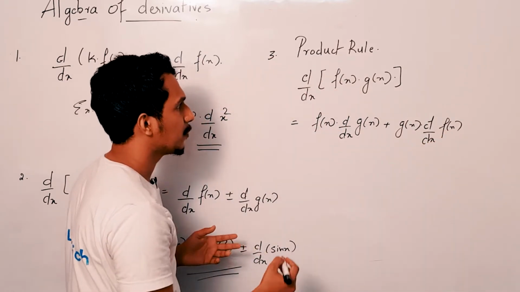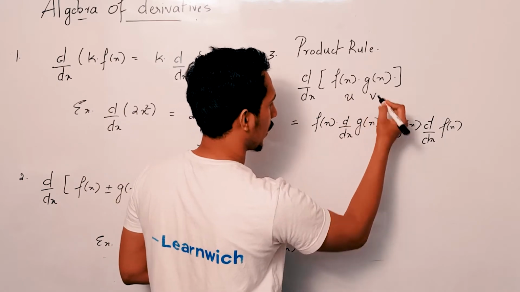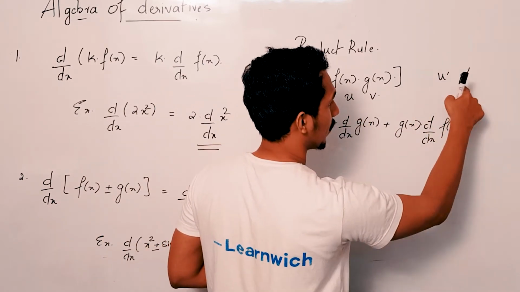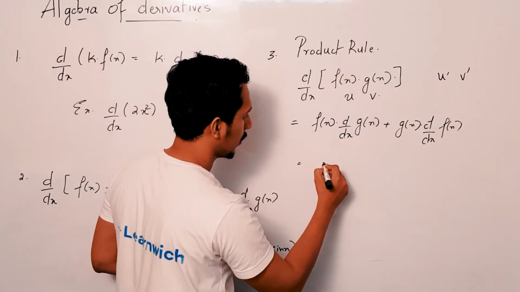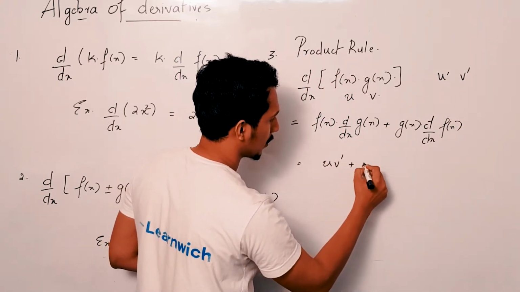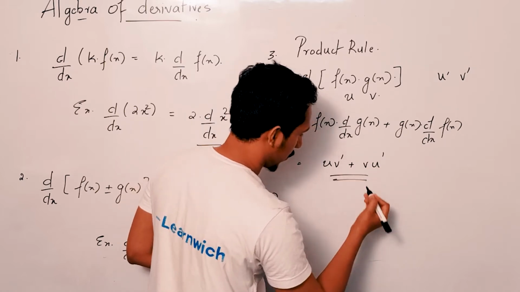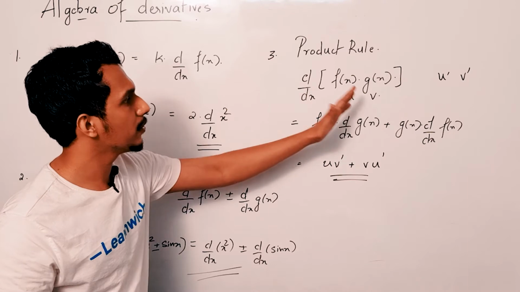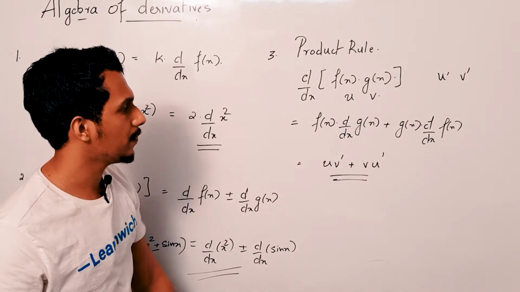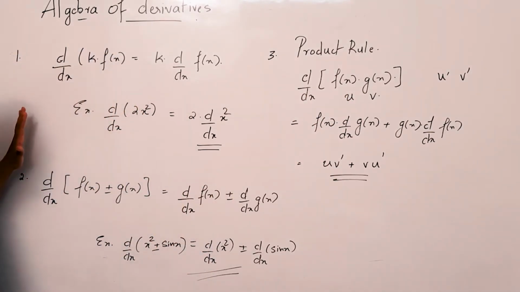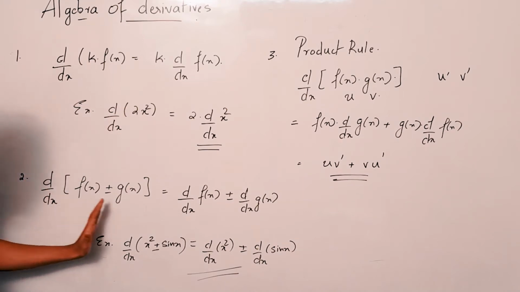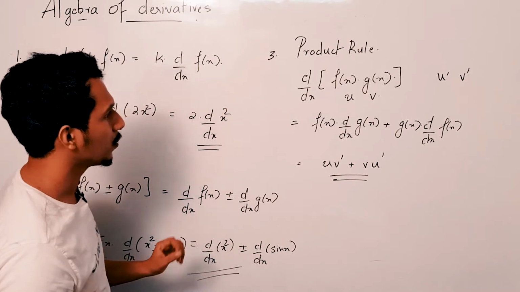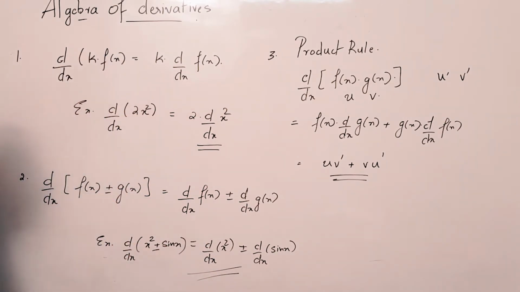In some textbooks they write it as u v, where u dash and v dash stand for the derivatives, so this will look like u v dash plus v u dash. If this is difficult for you to remember, it is just like remembering first into derivative of second plus second into derivative of first. We have just covered constant into a function, sum and difference of a function, then the product rule. Next we'll go to the quotient rule.